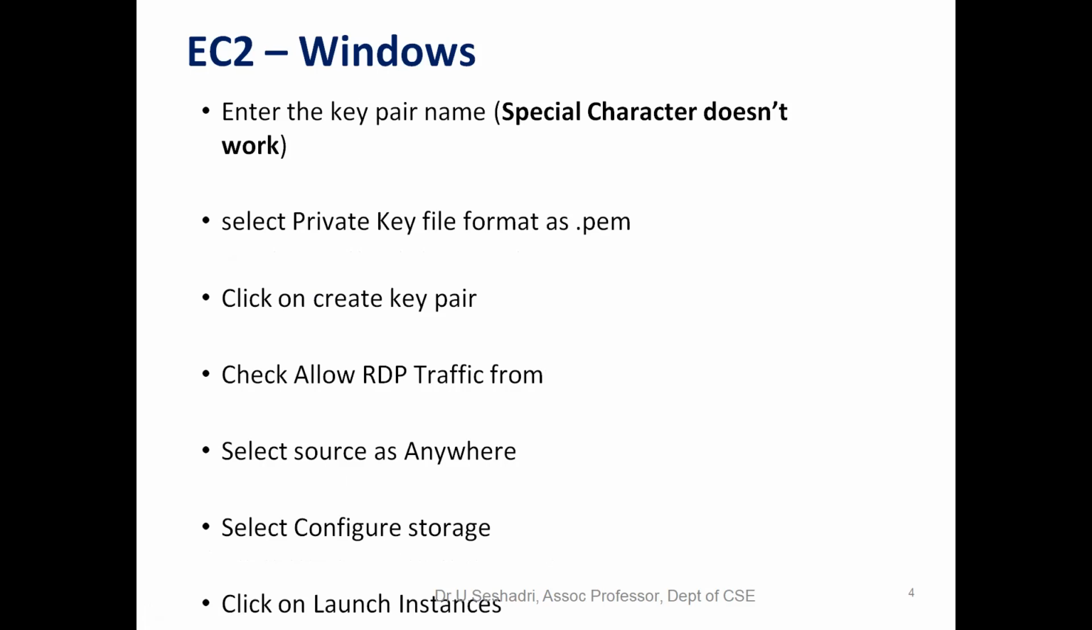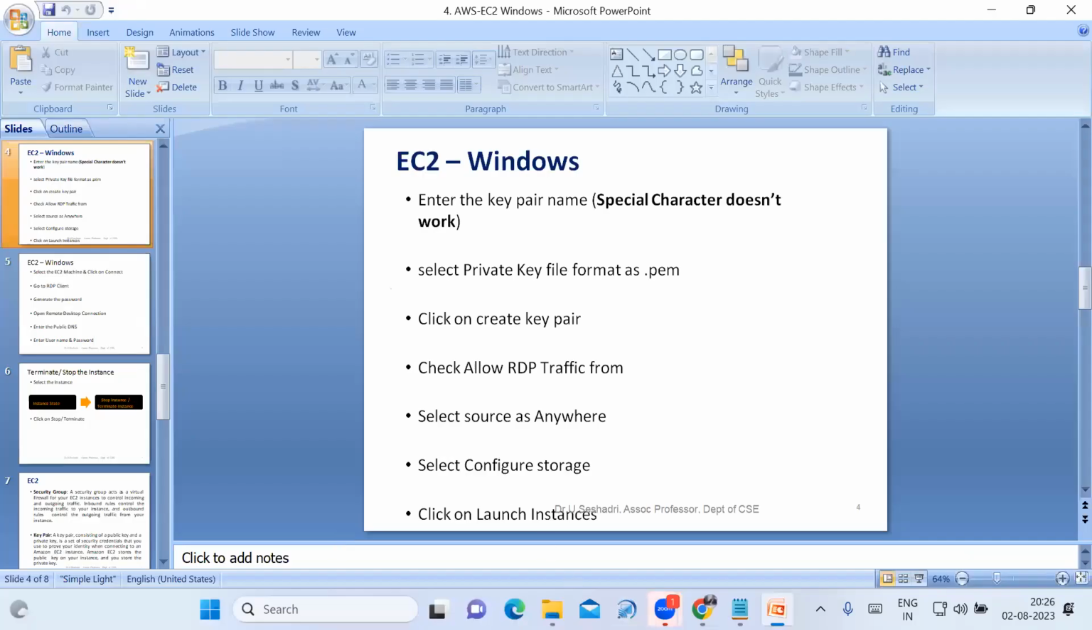You are launching the Windows Server. It's allowing the RDP traffic only. Select the source as anywhere. Select configure storage, 30 GB is provided. After that, we have to click on Launch instances. All the steps I am providing in the PPT. While seeing the PPT, you have to follow the steps. You will get the result. Fine. I'll check it.